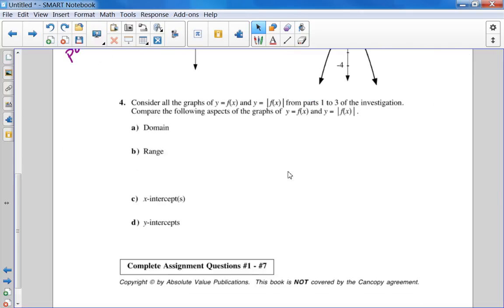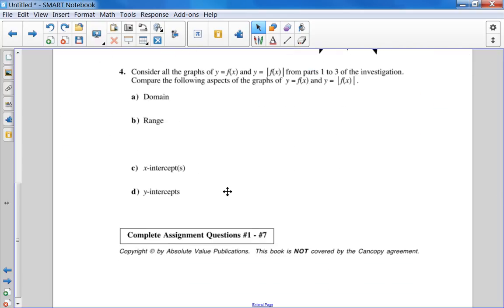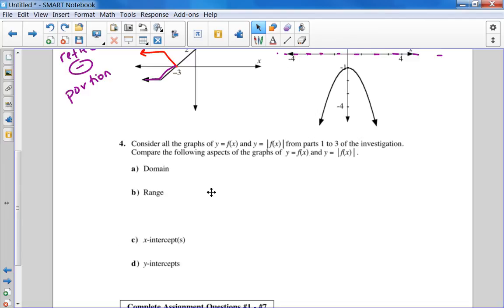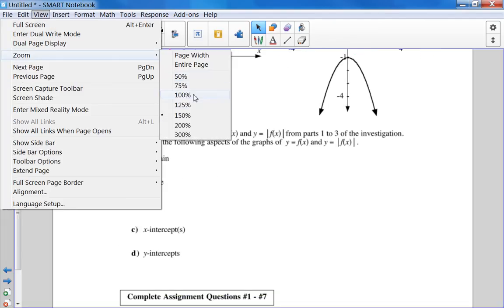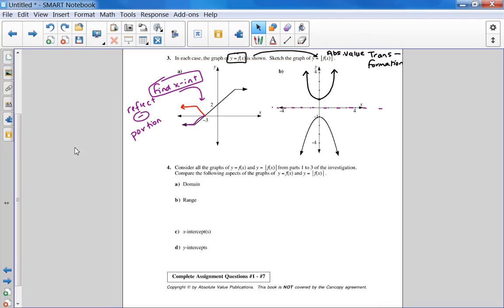All right. And they want us to talk about the domain and range now. Let me just zoom out so we can see everything. Okay, so domain and range is very important. If you still haven't mastered that, let's see if we can get it today. We're going to consider all the graphs and then their reflections, or their transformations, and compare the following aspects of the graphs.